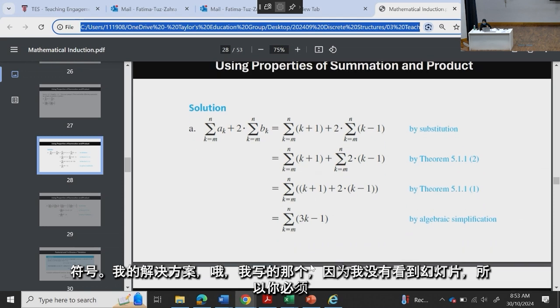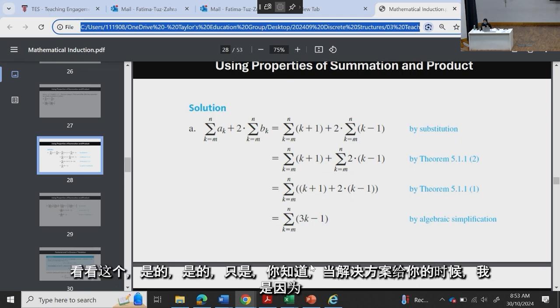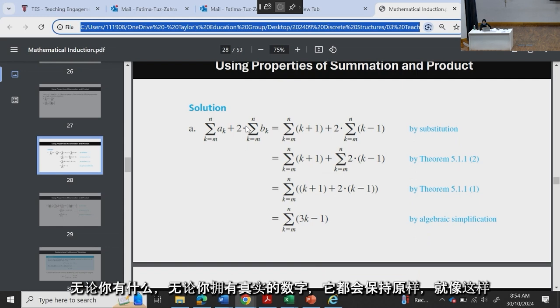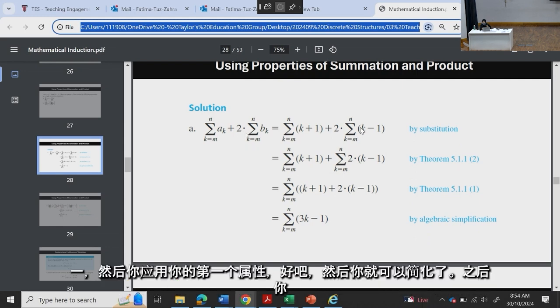My solution. Oh, the one that I wrote, because I didn't see the slide, so you have to look at this one. Just when the solution is given to you, because we switched the slides, so look at the solution that is given to you over here. Whatever you have the real number, it will stay with that. Like this one, and after that you apply your first property. And then you can simplify.